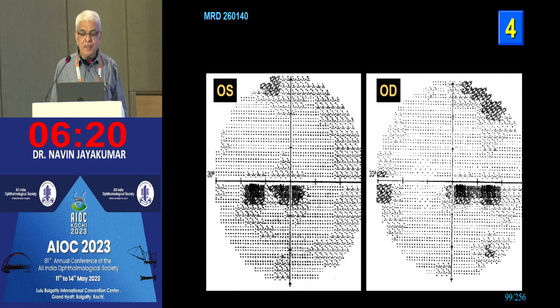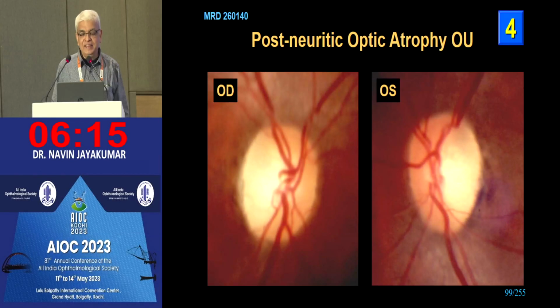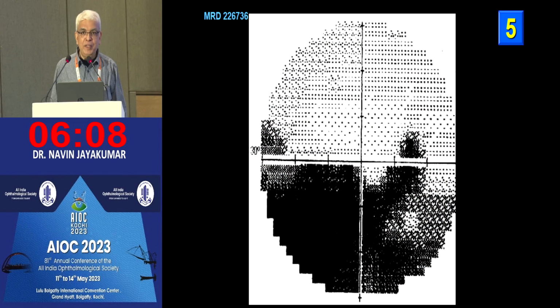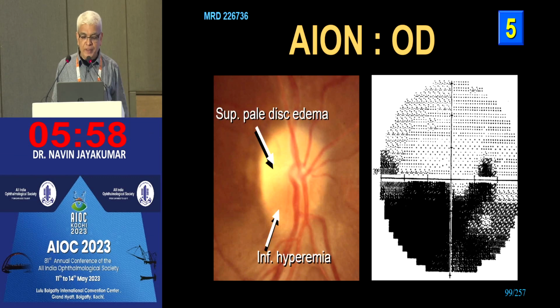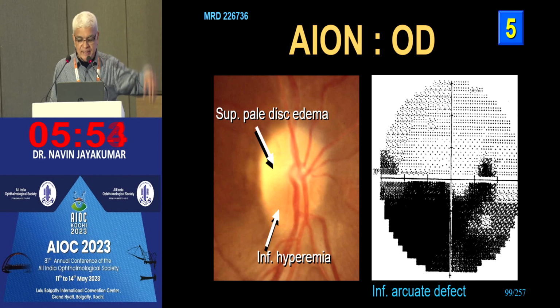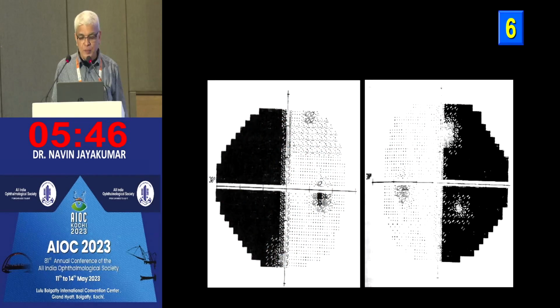Okay, so coming to region 2, you can see here a classic central and centrocecal scotoma. This is very typical of optic neuritis. This patient had a postneuritic optic atrophy. Here is another patient with an inferior defect. It's looking almost like an arcuate, but almost coming right up to the fixation. And this is due to ischemic optic neuropathy, which may produce altitudinal defects, but here is producing a very dense inferior arcuate defect. So this is region 2, which is the inner retina and the optic nerve.